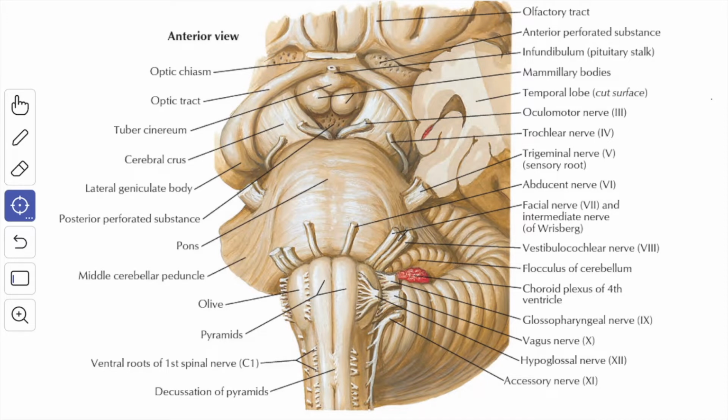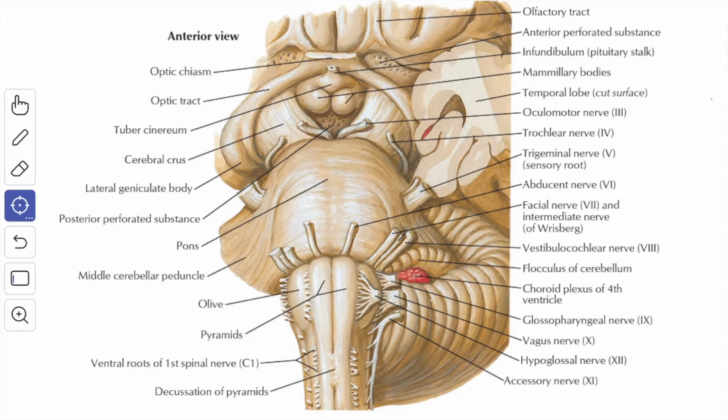Now we'll see the morphological classification of the cranial nerves. The cranial nerves can be classified into the following 3 morphological groups. Those that supply the muscles derived from the cranial myotomes, that is the oculomotor nerve, trochlear nerve, abducens nerve and hypoglossal nerve. Again I repeat, the third cranial nerve, oculomotor nerve, the fourth, trochlear nerve, the sixth, abducens nerve and the 12th, the hypoglossal nerve. So these nerves supply the muscles derived from the cranial myotomes.